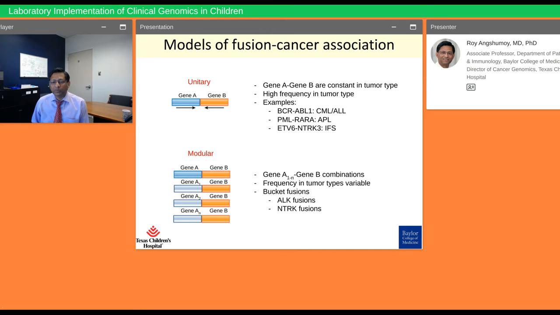The other example is modular, where gene B is fixed, and gene B can have partners with a multitude of gene A's. So you can have gene A type 1, gene A2, and so on and so forth. Gene B is, in this case, the effector gene, whereas it can be driven by multiple different types of gene A. And this modular unit is also very well known. The frequency of this in different tumor types can be variable, and these we often refer to as bucket fusions. ALK is a well-known example of this. NTRK is a well-known example of this, where these kinase fusions drive different tumor types.